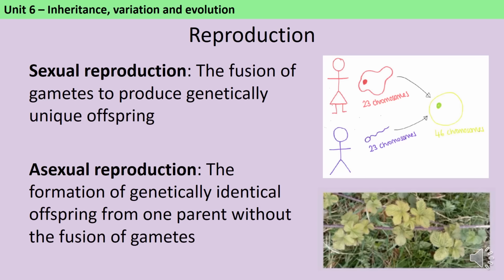The second unit in Paper 2 of GCSE Biology is Inheritance, Variation and Evolution, and the first thing we need to know about is the different types of reproduction. In sexual reproduction, there are gametes or sex cells. These are formed by meiosis.